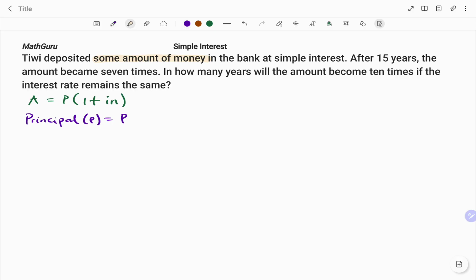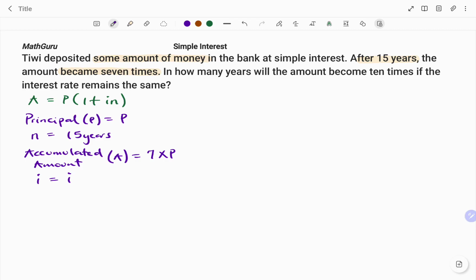The next statement says after 15 years, which means the number of years n equals 15, the amount became 7 times. So what that means is the accumulated amount, which is A, equals 7 times the principal. So I have 7 times P. And then the interest remains the same, but it's unknown. So I remains I, which is unknown.